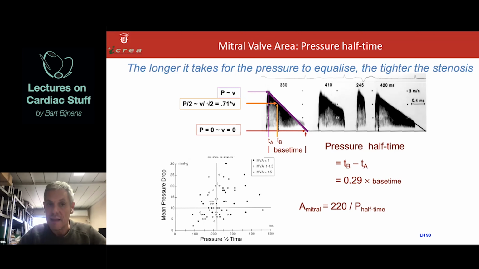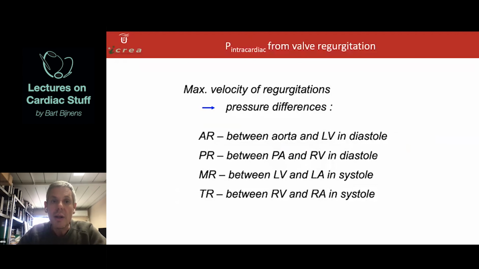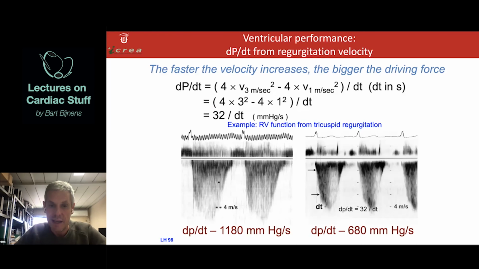This is a way of measuring the dynamics of the pressure gradient, for example by measuring the pressure half time. So this is one way to do it. We can measure the differences between all these different pressures, and all of these are interesting to look at filling, outflow, the right side, the left side, and so it gives us some dynamics.